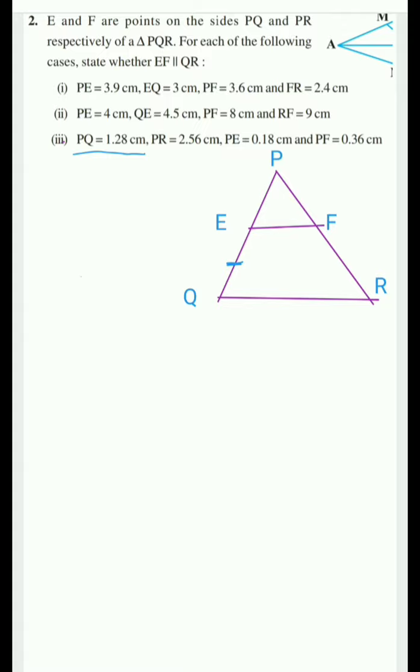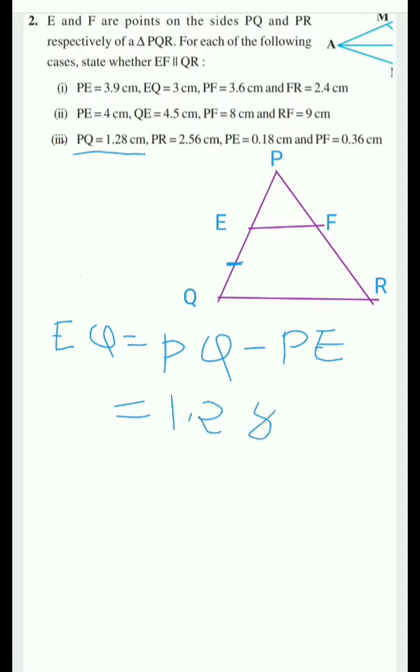So all of you just look here that PQ is made up of PE plus EQ. So here we can write by ourselves that EQ is equal to PQ minus that part, that is PE. So what is the value of PQ? That is 1.28. And what is the value of PE? That is 0.18. So when we subtract, we get 1.1 centimeter. And that is the value of EQ.